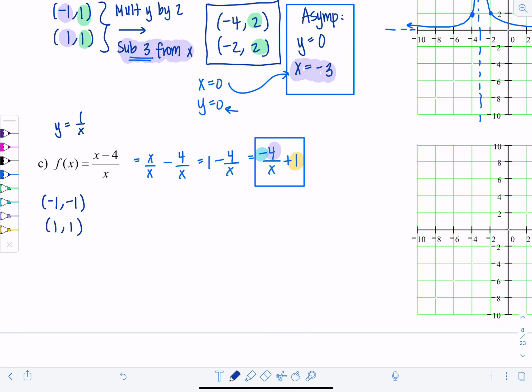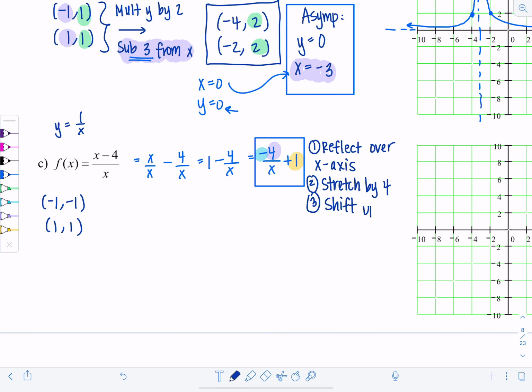Well, you have to reflect and stretch first. So we reflect over the x-axis. If you had left the negative in the denominator or outside and you thought it was a reflection over the y-axis, that's fine. Believe it or not, it would work out in the end as long as everything else was done properly. Okay, 2. You're going to stretch by 4. And then lastly, you're going to shift up 1. You have to do that last. Otherwise, it would get messed up.